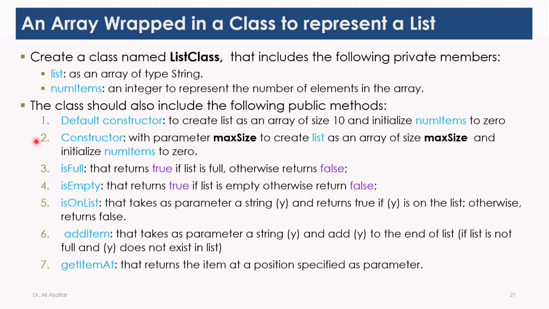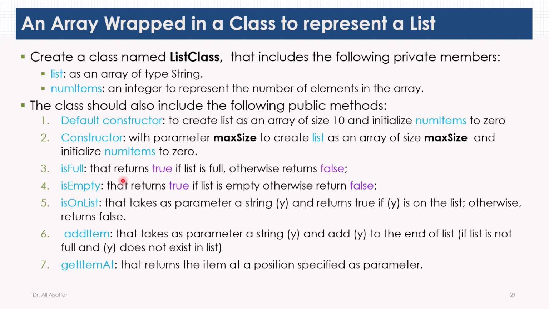In addition to the two constructors, there are two methods. One is responsible to test whether the list is full or not, and the other one is responsible to test whether the list is empty or not. The first method, the name is full, that returns true if the list is full. Otherwise, it returns false. Therefore, the return value for this method is a Boolean variable. The second method is empty, that returns true if the list is empty. Otherwise, it returns false, that the list is not empty. Therefore, the return value for this method is Boolean.